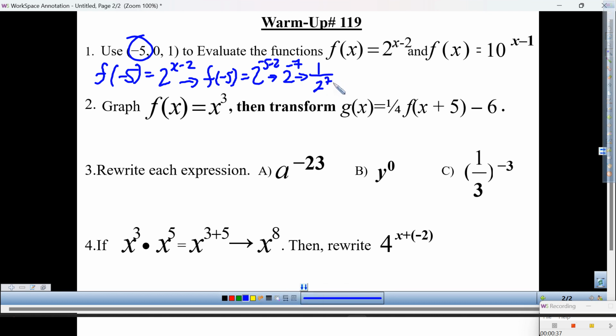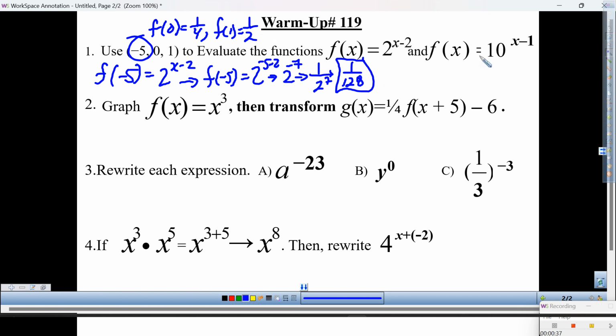Yes, Mr. Q. And if you multiply this one out, 2 times 2 times 2, that's 8, 64, times 2, that's 1 over 128, something like that, yeah? So that means f of 0 was 1/4, and f of 1 is 1/2. Hands if you got something like that.